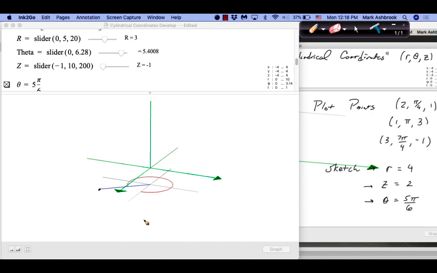Okay, what is r equals 4? So that's a set of points. What set of points is r equals 4? People are saying circular cylinder. Good.